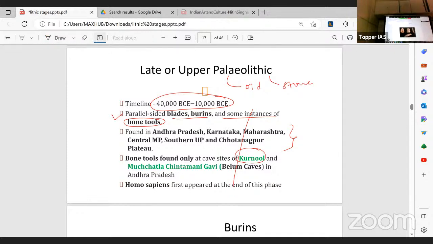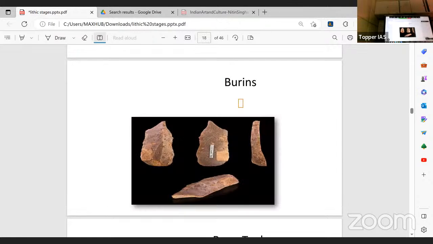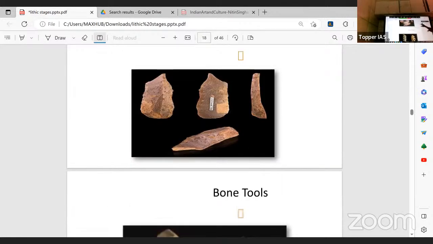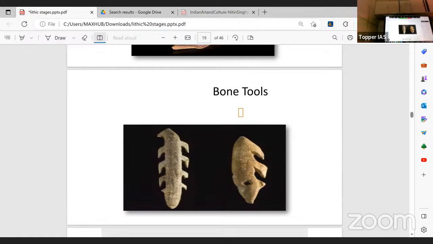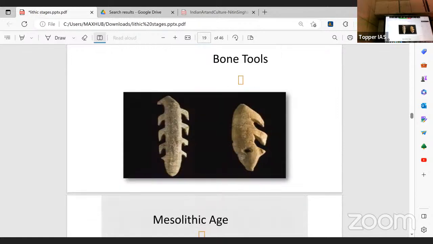So these are the tools. So burins, right? So blade-like structure and bone tools. Okay. So Paleolithic means old stone age, right? So these people were not aware of agriculture, house building, pottery, and even metal, right?